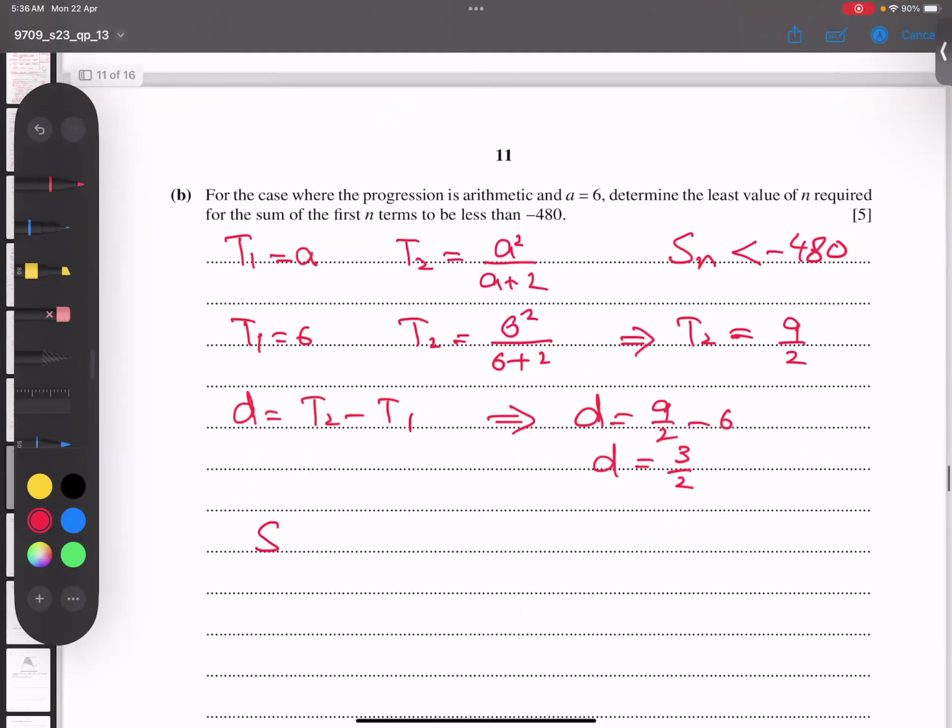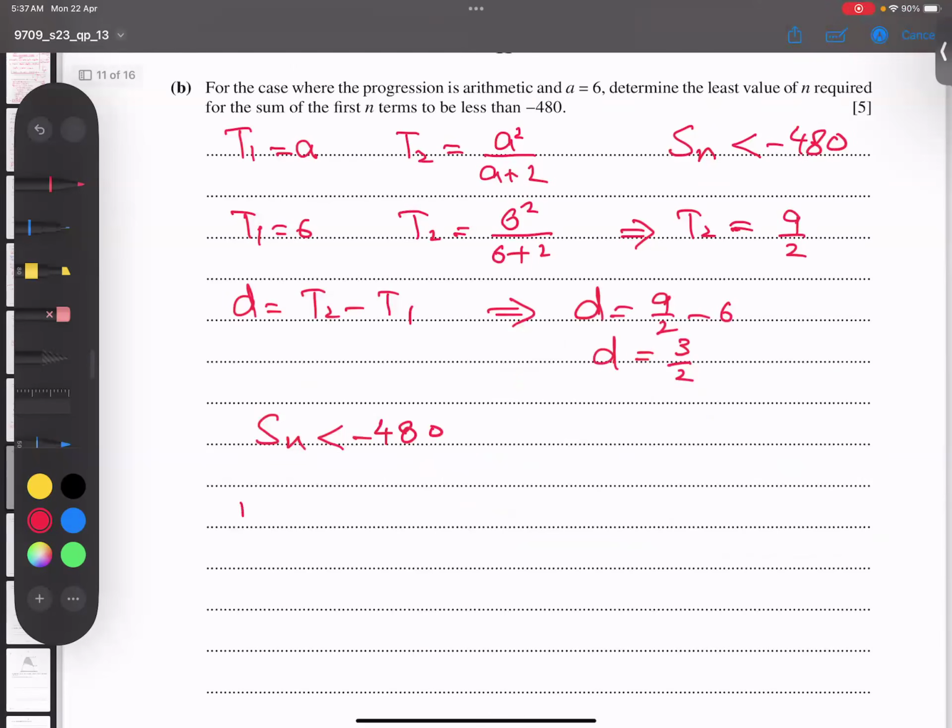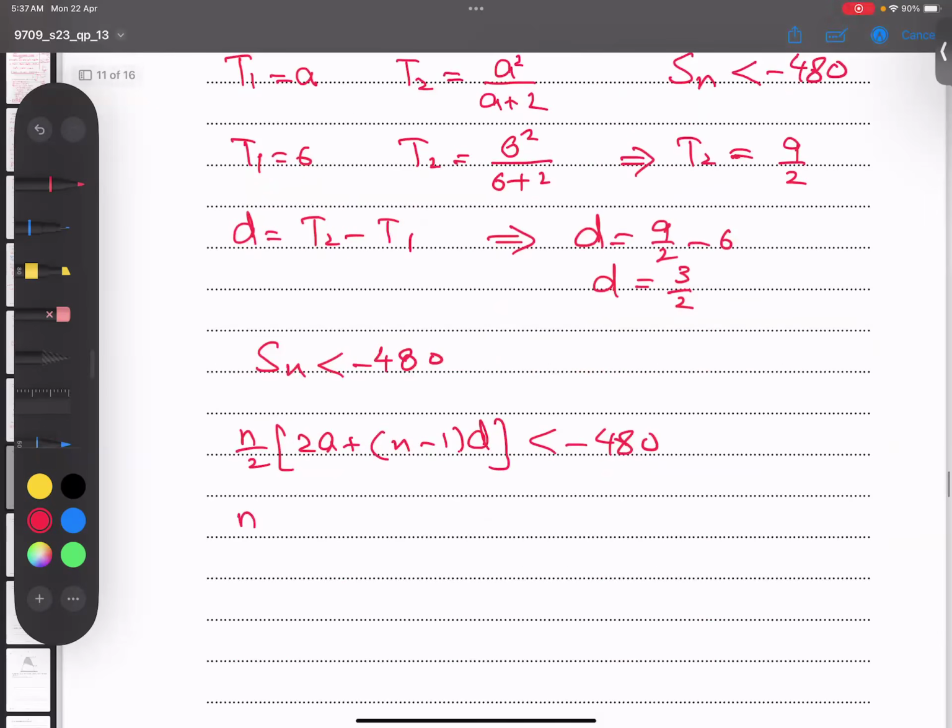Now, student, what is the planning? Planning is Sn should be less than negative 480. So what is the Sn formula? n divided by 2 into 2a plus n minus 1 into d, less than negative 480. Okay, n is I don't know. This 2 outside, I can multiply on the other side.